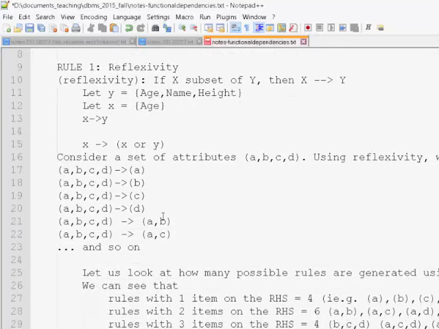So using reflexivity, X is a subset of, okay, I think I didn't write this properly. I've swapped it. It's a subset of Y. So if I have these attributes, A, B, C, D, these are all trivial. These already hold.